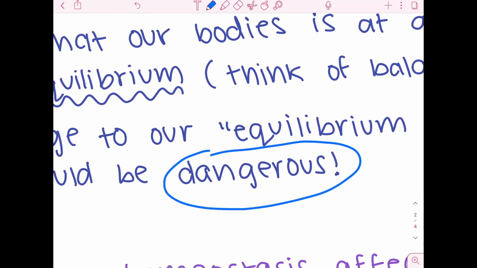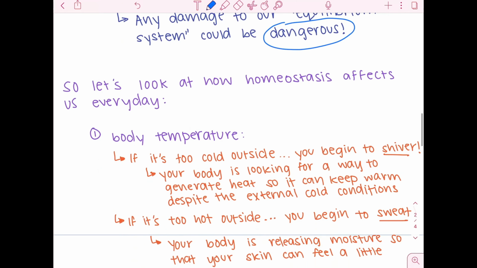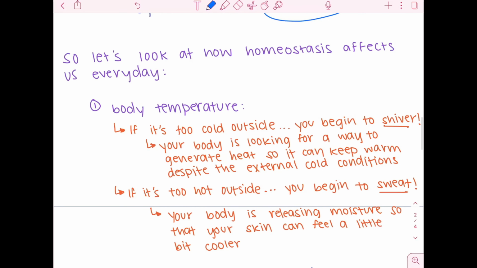So we don't want that happening to our cells, so that's why our body creates a system of equilibrium. So let's look at how homeostasis affects us every day. First of all, body temperature.